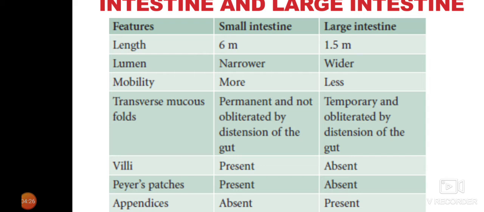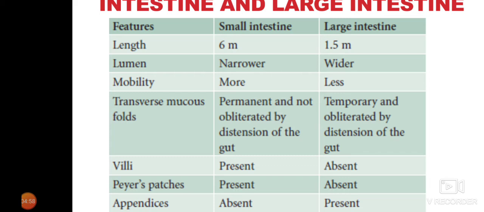Mobility is due to the presence of peritoneum. The organ with more peritoneum will move more, but the organ with less peritoneum will move less. So in the small intestine, the mesentery is the peritoneum, but in the case of the large intestine, peritoneum is attached only at the area of the transverse colon, sigmoid colon and the appendix. And the remaining areas are retroperitoneal, so they are less movable.